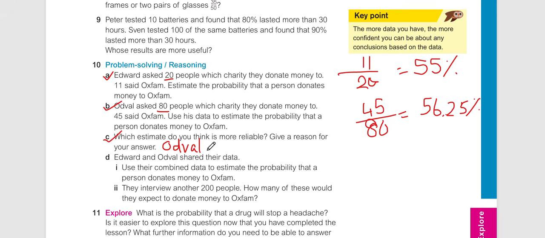You can write your answer in your own words. So the answer is Odwell, because he uses 80 people to find out the relative percentage.